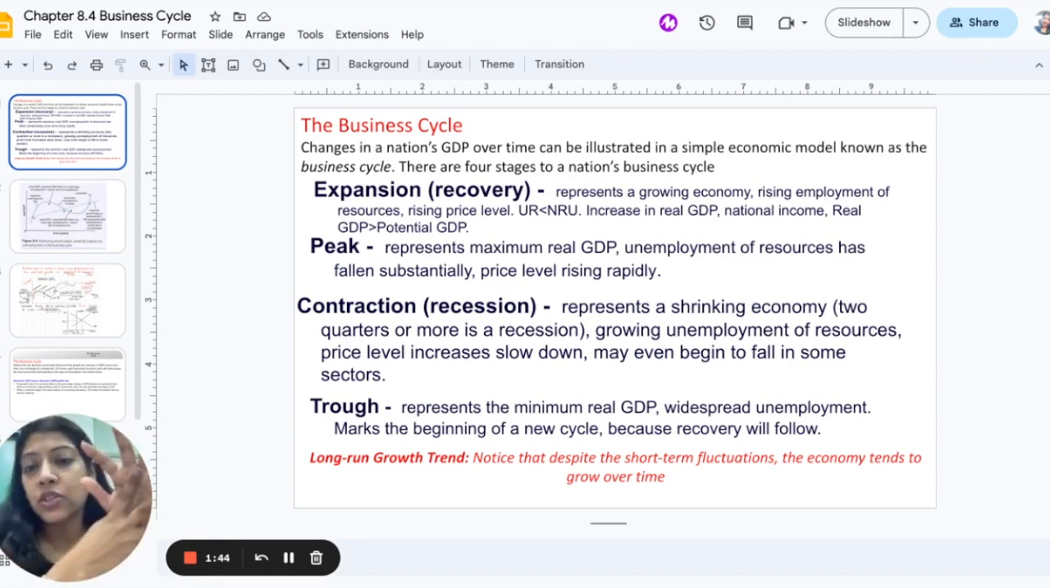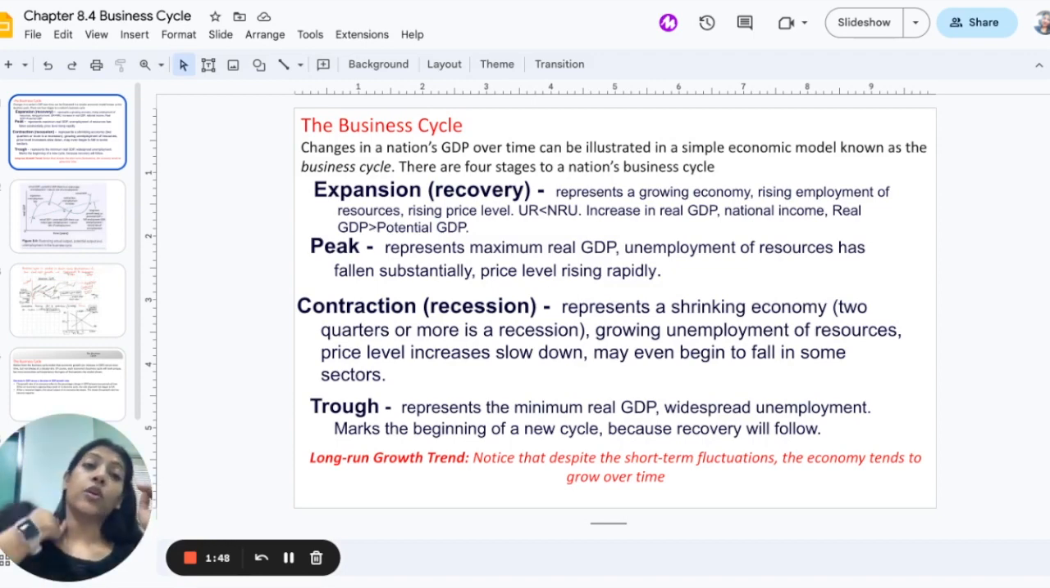Okay, so the four stages are: one is expansion, which is recovery, which represents a growing economy. There's rising employment of resources, there's a rising price level because that's when the economy is growing. The unemployment rate is actually lesser than the natural rate of unemployment. There's an increase in real GDP. There's an increase in national income. And real GDP is greater than potential GDP. So that's the expansion phase.